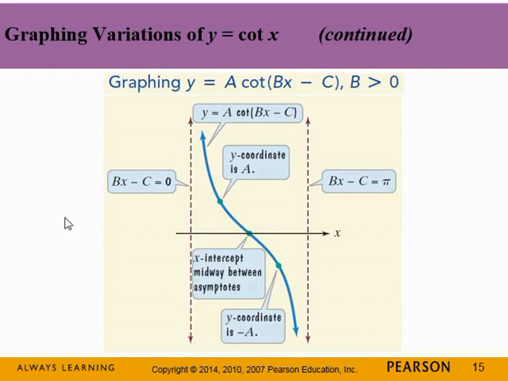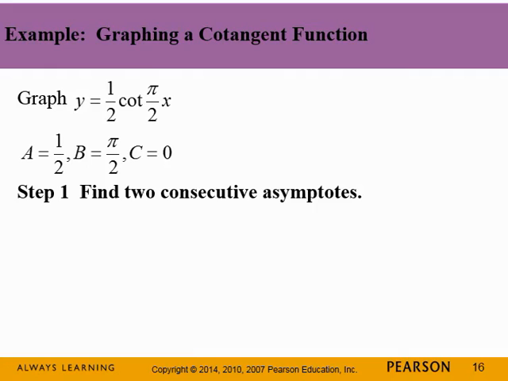So this is a diagram of your cotangent. So coordinate A, -a, x-intercept is part way, and then it tells you how to find them. So let's do an example of this one. So A is 1/2, B is pi over 2, and C is 0. So step 1 is to find your consecutive asymptotes.